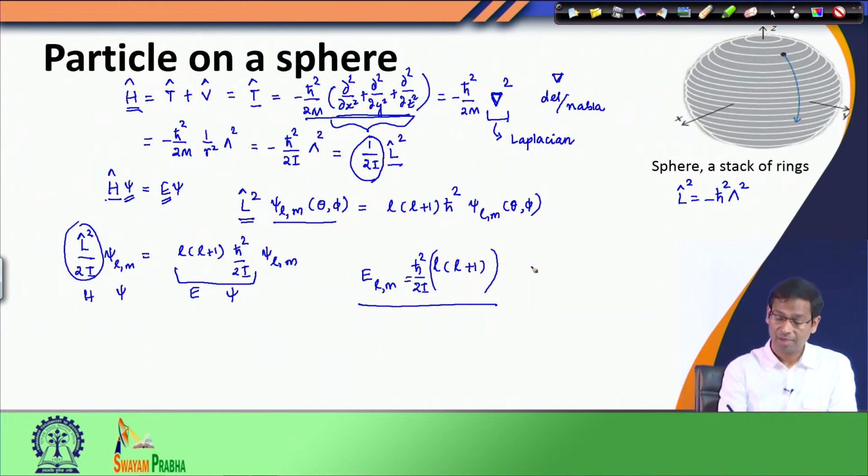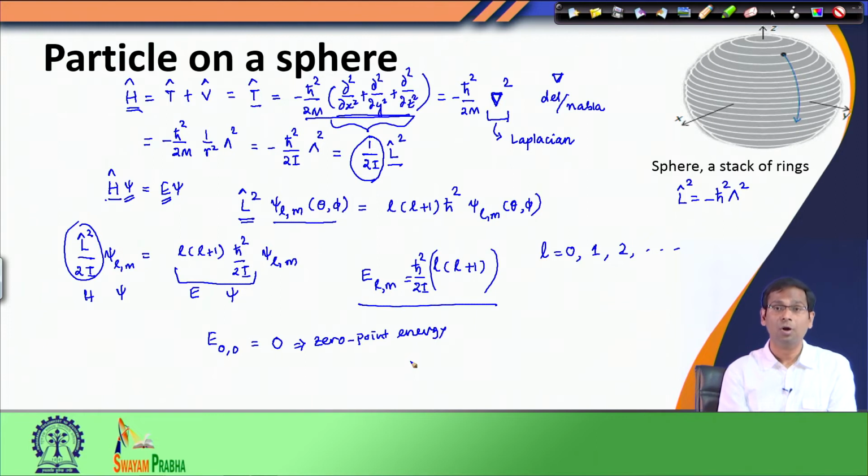What are the possible values of L? So, L can have values 0, 1, 2 and so on and so forth. When L is 0, you would see m has only one possible value, that is 0, and since L is 0, the lowest energy is 0, and this is the 0 point energy. Like particle in a ring, the particle on a sphere also has the lowest energy or 0 point energy as 0. This would again indicate that the particle is at rest or it is not moving when it is at the lowest energy level, that is the 0 point energy level.